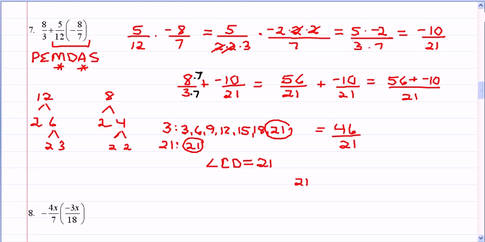But if I take 21 and divide it into 46, 2 times 21 is 42. So I get a remainder of 4. So this could also be written as 2 and 4 over 21.